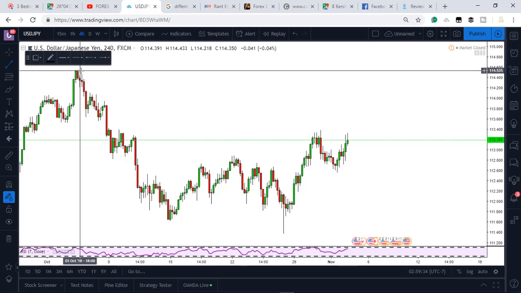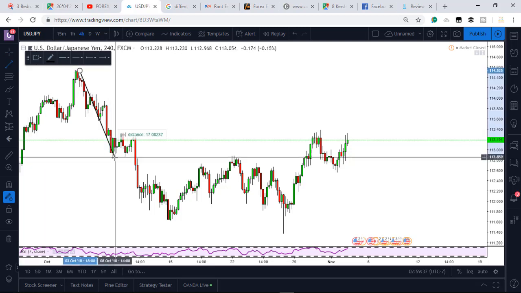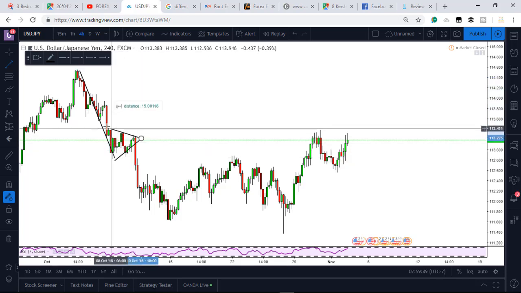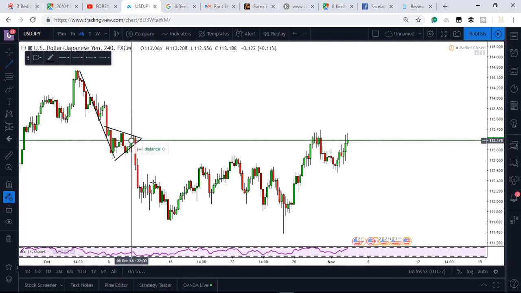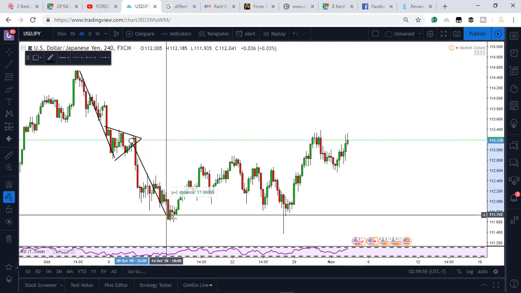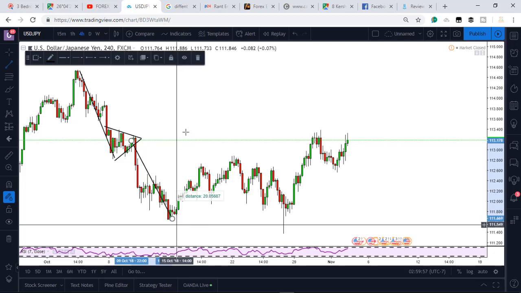You can see from this level of structure, we had an aggressive sellers' push. Okay, this was a bit of a slowdown for my sellers at this point of structure, and at this point price action managed to continue to the downside with this downtrend.